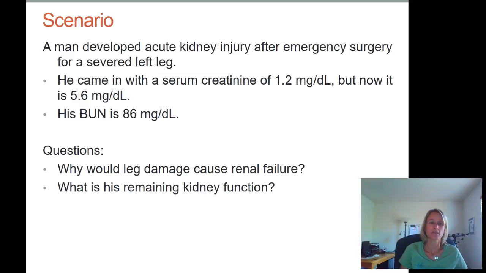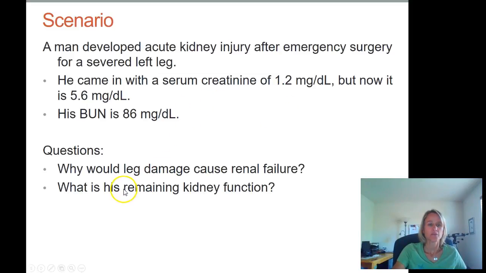Well, let's take a look. So he severed his left leg. Okay, so he probably lost a lot of blood. So he had a sudden increase in his serum creatinine, and this would be due to prerenal acute kidney injury.